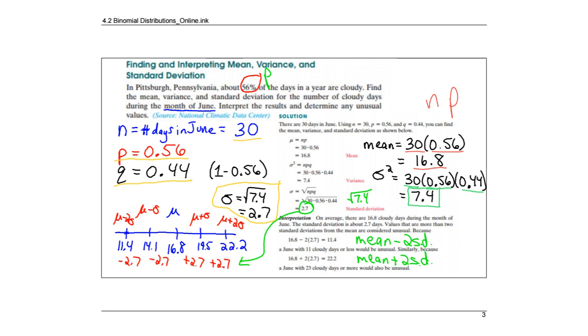Okay, so I now have the mean, the variance, and the standard deviation. And so therefore, on average, there's going to be 16.8 cloudy days, right? Because that's my mean. And I'm going to have a standard deviation of 2.7. So if I draw this on a number line, we did a little of this in chapter 2, I put the mean in the middle, that's 16.8. On each side, I'm going to add the standard deviation or subtract. So on this side, I'm going to add 2.7 each time. On the other side, I'm going to subtract 2.7 each time. So I'm adding the standard deviation or I'm subtracting the standard deviation depending on if I'm on the right or on the left.